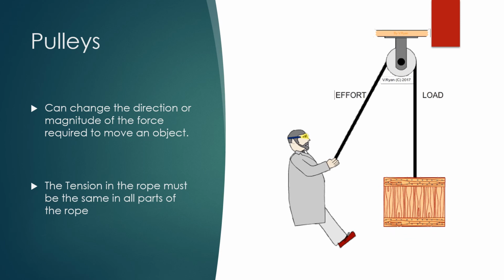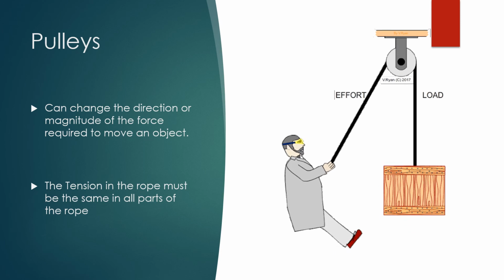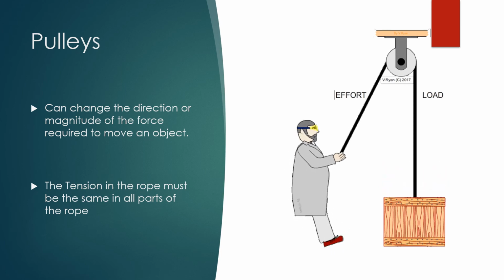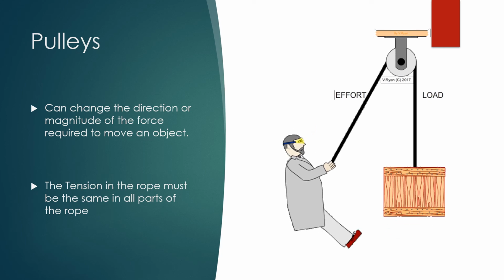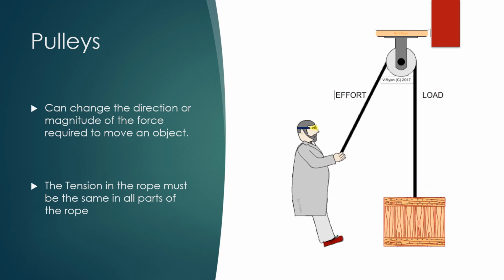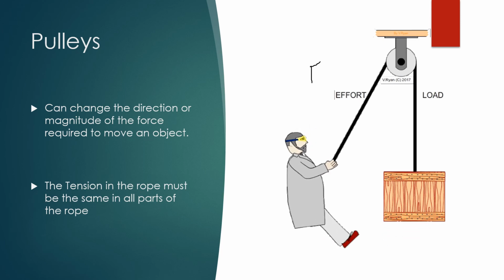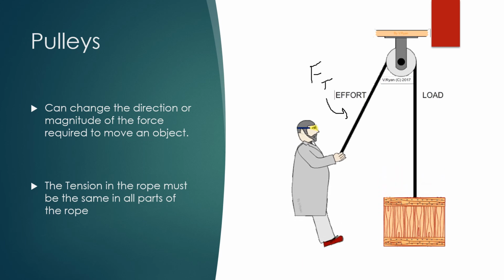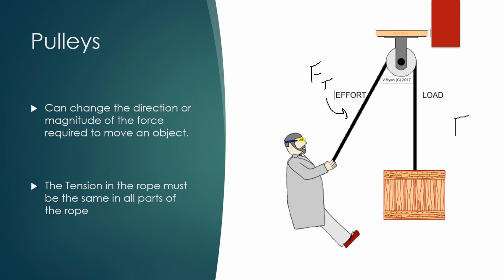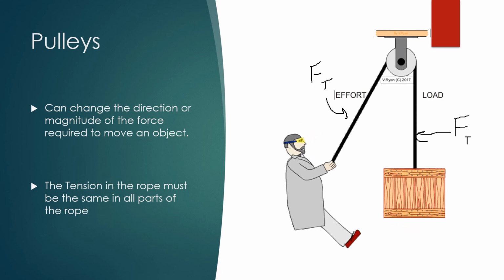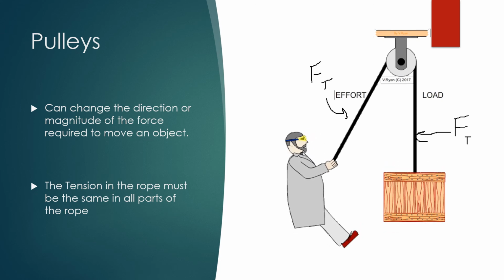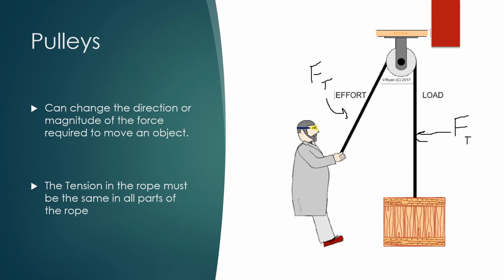Pulleys can also provide something called mechanical advantage, and we'll get into that on Wednesday of this week. But I just want you to know that the tension in all parts of the rope must be the same at any point in time. It's not like the F of T on this side of the pulley is bigger or smaller than the F of T here. It's the same rope. Therefore, because it's the same rope, it has to experience the same tension throughout. This is, in essence, what a pulley is all about.